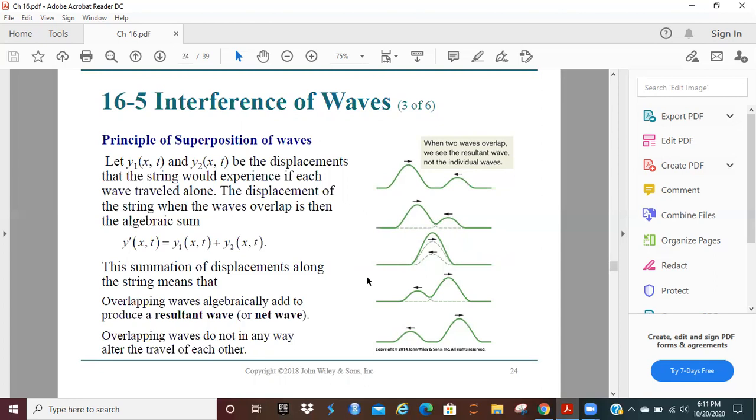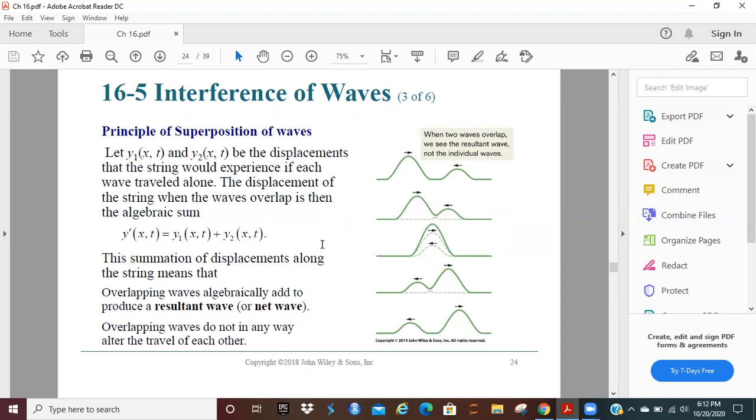Same thing here. Overlapping waves do not in any way alter the travel of the other, which is really kind of neat, because let's say you've got a buddy and you guys are holding a string and you each make the string oscillate up and down. Those waves approach each other, you get a superposition, and then they continue on. It's always seemed like an odd circumstance to me, but that's what happens.